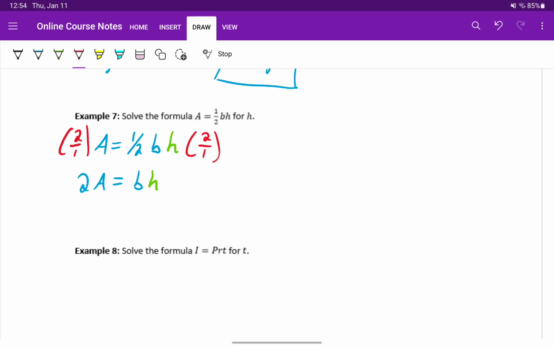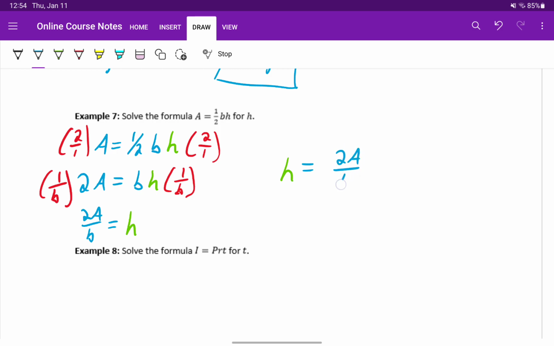We still have a coefficient, a value being multiplied by that h. So we'll multiply by its reciprocal, which would be 1 over b. And that's going to give us 2a over b is equal to h. Once we've isolated h by itself, we know we've got our answer. So in this case, h is going to be equal to the expression 2a over b.